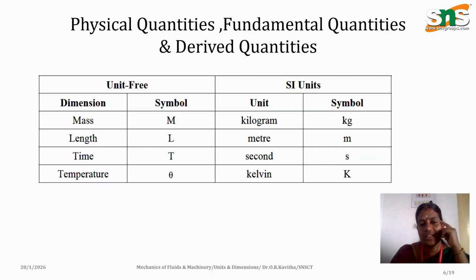If I take these physical quantities mass, length, time and temperature in SI units, the mass is described by kilogram, the length by meter, time by second, and the temperature by Kelvin.